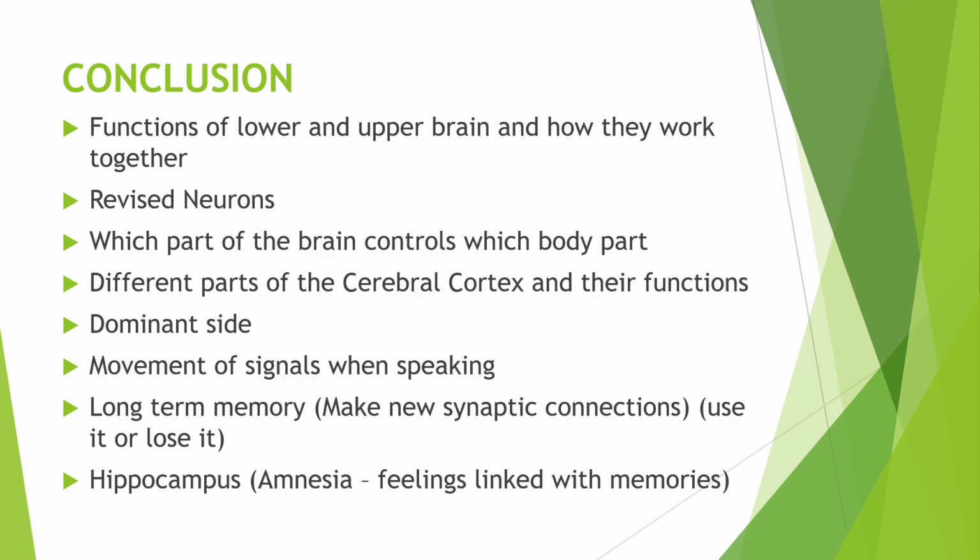We learn about the different parts of the cerebral cortex, like the Wernicke's area, what it does, what the Broca's area does. We learn about facial recognition. Then we learn about the limbic association area, how the feelings come from which part. Then we learn about the dominant side of the brain, how 95% of people have the left side as dominant. Then we learn how the signals move when we are speaking, how it comes from the auditory area, goes to the Wernicke's, goes to the Broca's, goes to the motor cortex. And then we learn how memories are formed and why we need to exercise the brain, otherwise we will lose the memory.